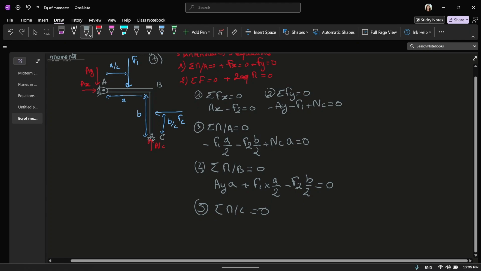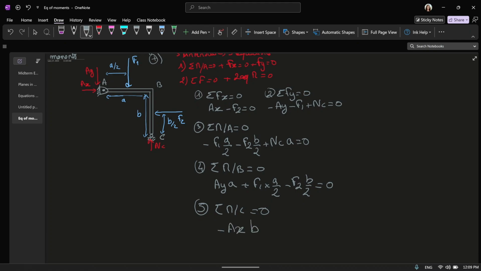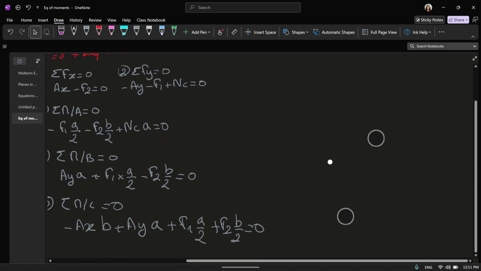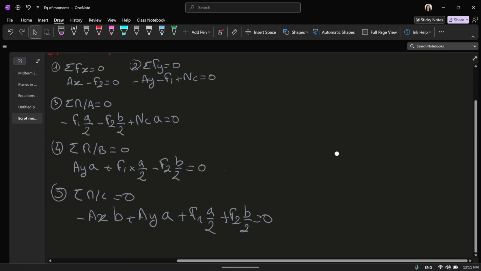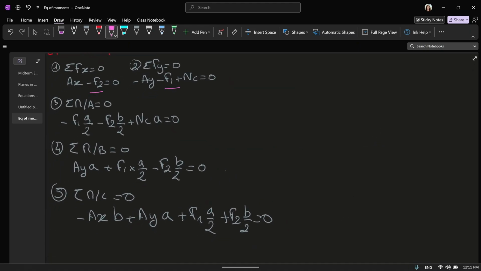We have Ax creating a negative moment, so minus Ax times the vertical distance b, plus Ay times a, that is positive, plus F1 times a divided by 2, and plus F2 times b divided by 2 equals 0. So now I have my 5th equation, the equation of force on x, and the equation of force on y.